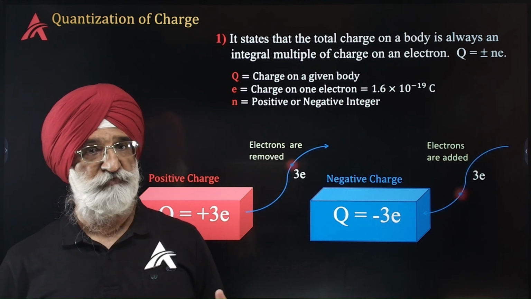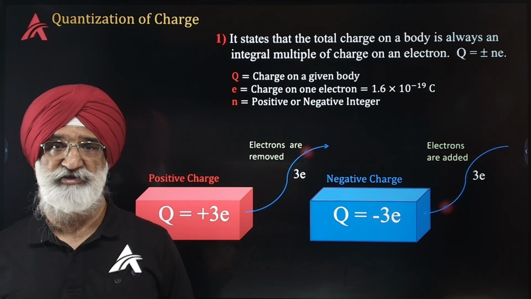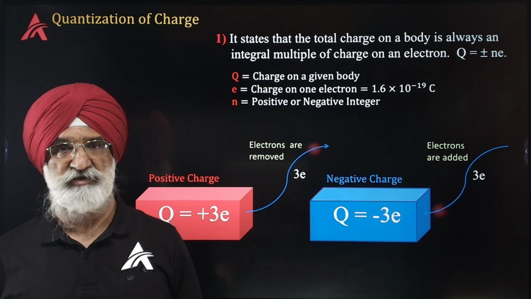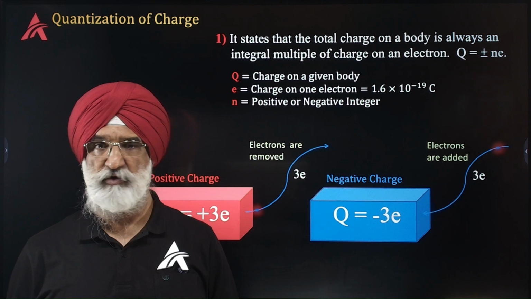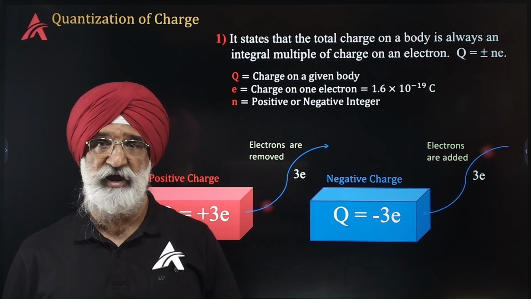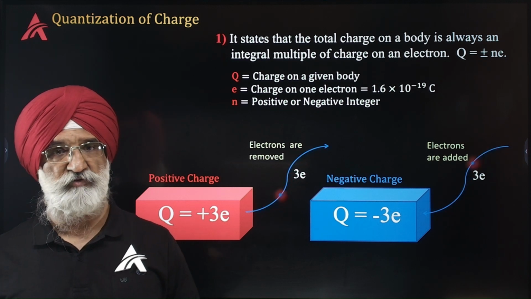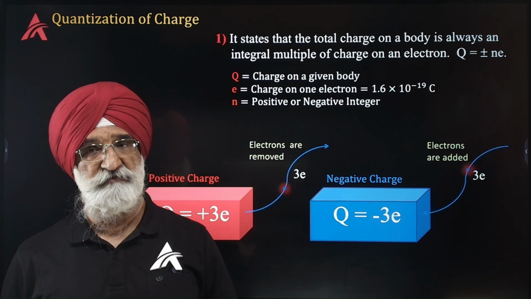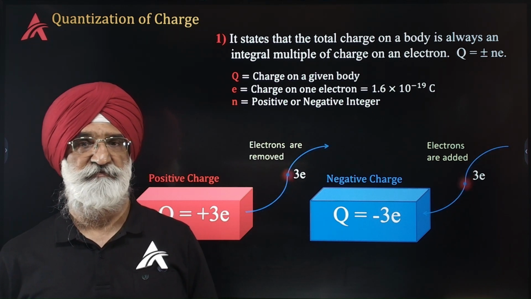If we remove 2 electrons from a neutral body, the body will acquire a charge equivalent to plus 2e, a positive charge of 2 times the electronic charge. On the other hand, if you add 4 electrons to a neutral body, the charge acquired by that body will be negative 4 times the electronic charge, that is minus 4e.